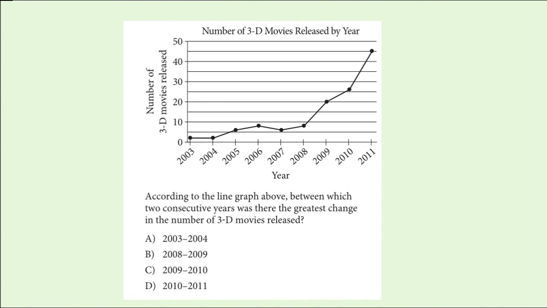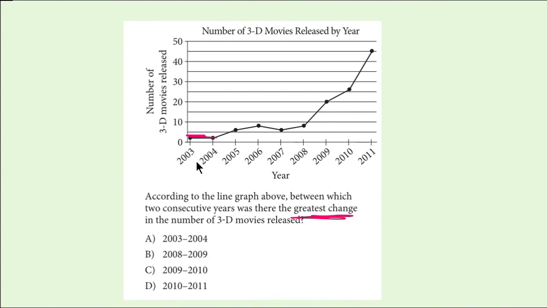Now let's look at an example. According to the graph above, between which two consecutive years, well, consecutive means one after the other, for example, 12, 13, 15, 16, right? So here we have 2003 and 2004. Well, anyway, between which two consecutive years was there the greatest change in the number of 3D movies released? Well, we see here change, so greatest change. Well, this indicates that the question is asking for the greatest slope. Remember, we said slope is a rate of change, greatest change, smallest change. Smallest change is here. There is no change, right?